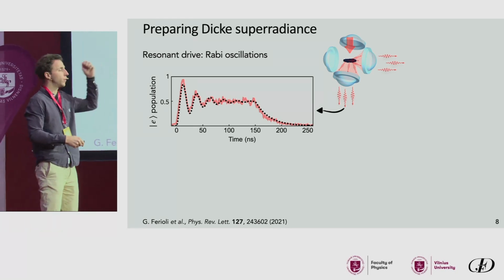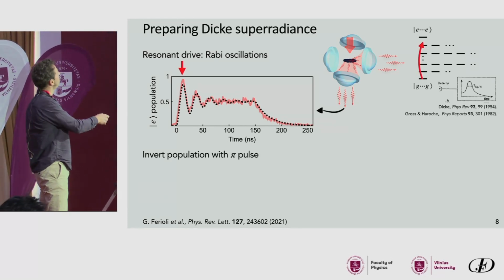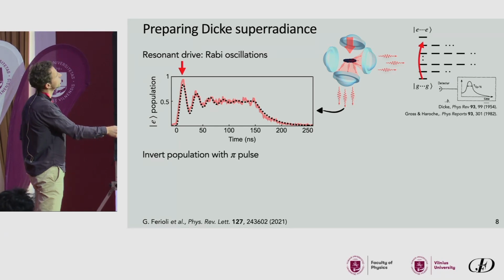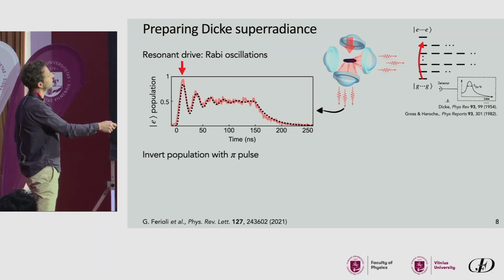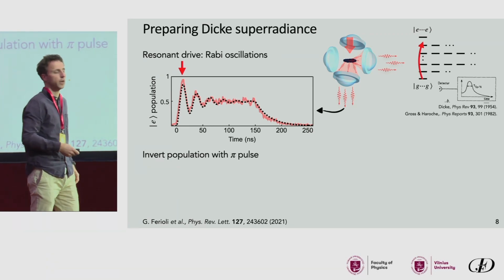Okay, so we put everyone in the excited state. That's what you get when you stop your drive here. Okay, so if we stop the drive here, essentially we've excited all the atoms to the excited state. And if you know a little bit about superradiance, you know that this is the problem that Dicke has studied.